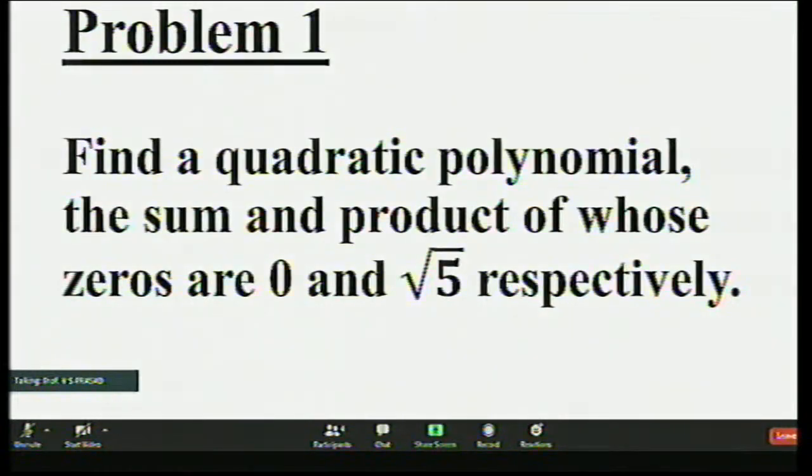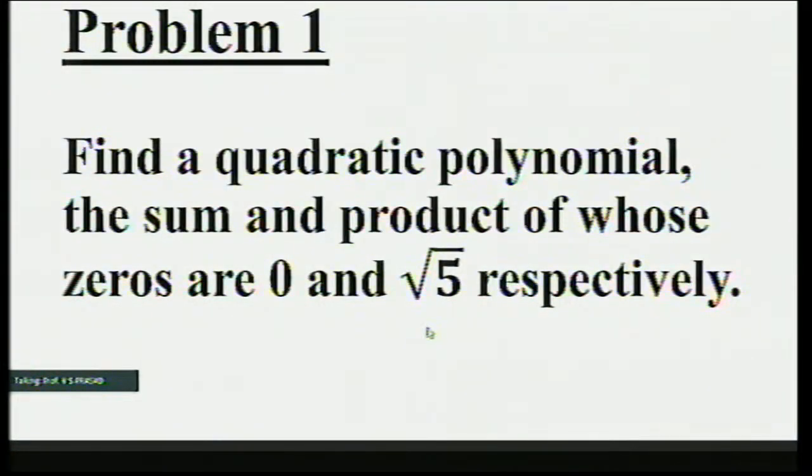Find a quadratic polynomial if the sum and the product of its zeros are given as 0 and root 5 respectively. That means the sum of the zeros is equal to 0 and the product of the zeros is equal to root 5. These are the two things they have given. Now let us see how to apply this actually.